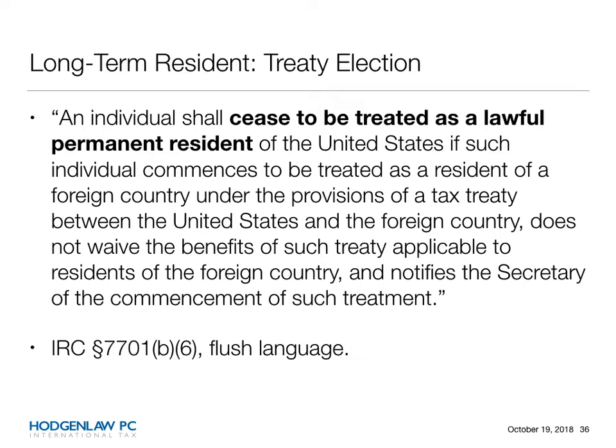Government says, we don't want you to become a non-resident alien until you tell us. And until you tell us, we'll assume that you continue to be a U.S. taxpayer. So the way that you tell the IRS that you are commencing to be a resident of the other country is by filing Form 8833, the treaty election form, attached to a tax return. So what this says is when you file a tax return with Form 8833 attached to it, you are ceasing to be a lawful permanent resident. And we know that if you cease to be a lawful permanent resident, you expatriate.